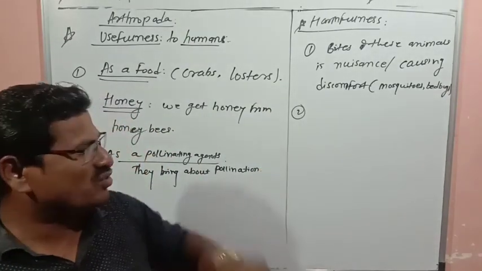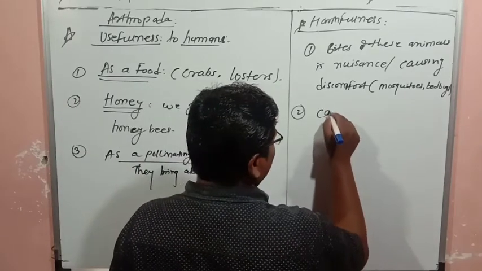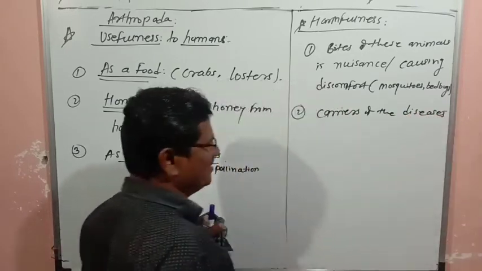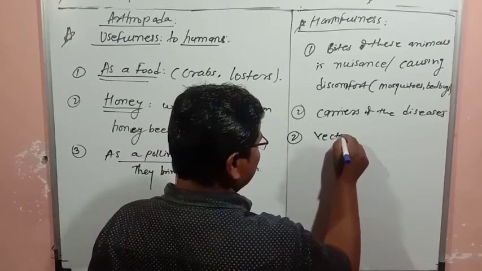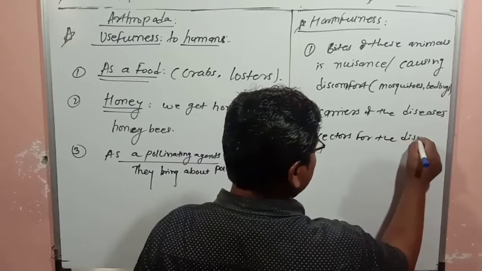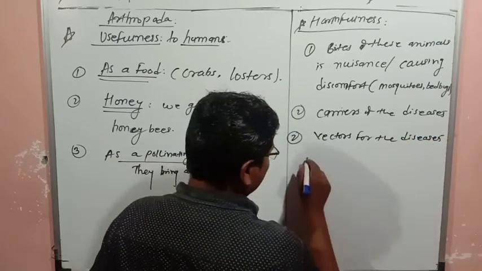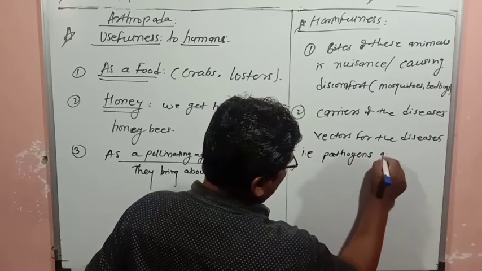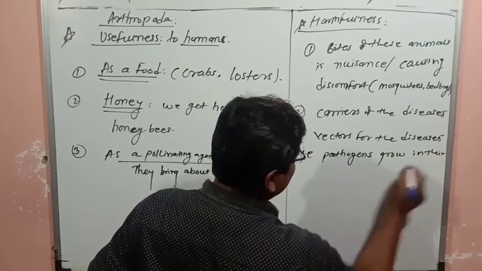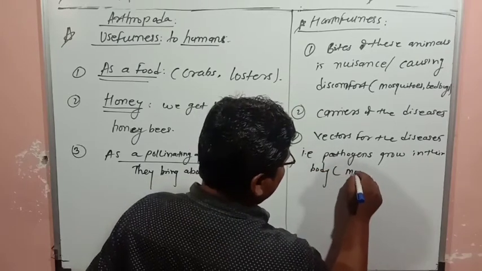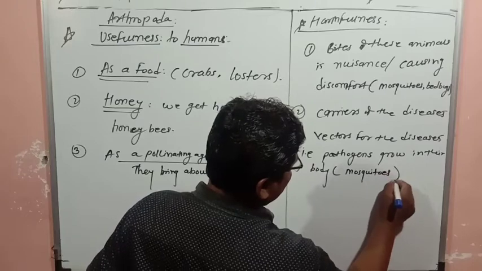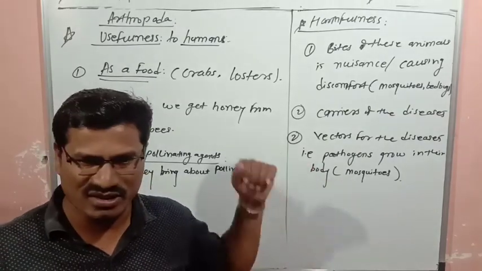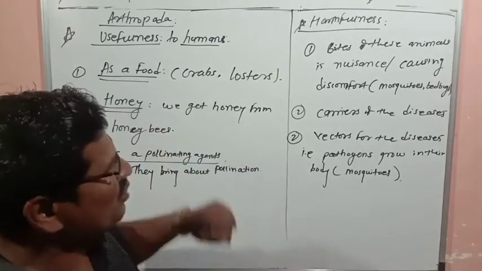Second thing, some arthropods are carriers of diseases. These are the vectors for the diseases. Vectors means that pathogens grow in their body. The mosquito is an example. In their body the pathogens grow, and from mosquitoes, diseases such as dengue and malaria arise. So these are the harmful aspects.